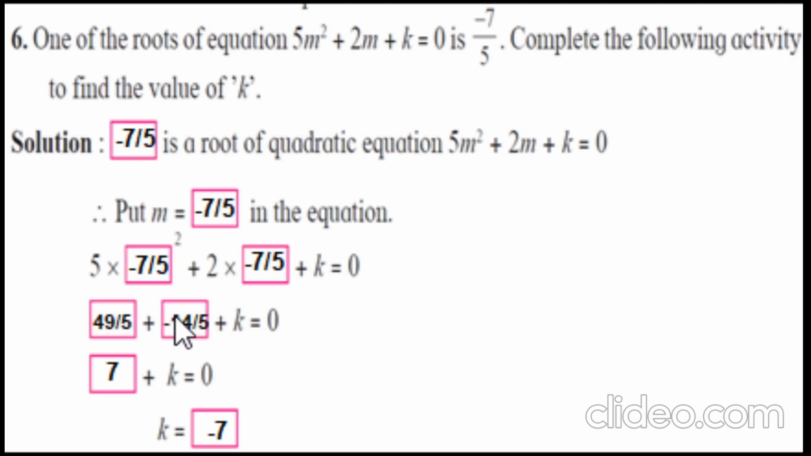So 14 minus 49 minus 14 is 35. 35 divided by 5 is 7. So we have to complete this activity. We cannot solve each and everything here. You can show: 7 plus k is equal to 0, so k is equal to minus 7.